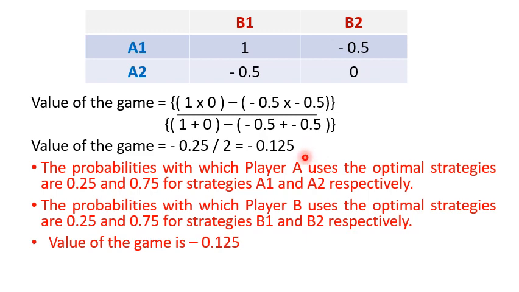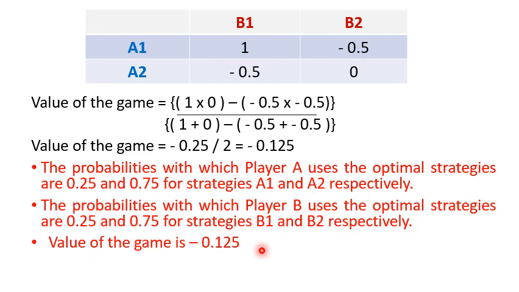So the probabilities with which player A will use optimal strategies are 0.25 and 0.75 for strategies A1 and A2. Player A will use strategy A1 25% of the time and strategy A2 75% of the time. Similarly, player B will use strategy B1 25% of the time and strategy B2 75% of the time. And the value of the game is equal to minus 0.125, and the game is loaded slightly in favor of player B.